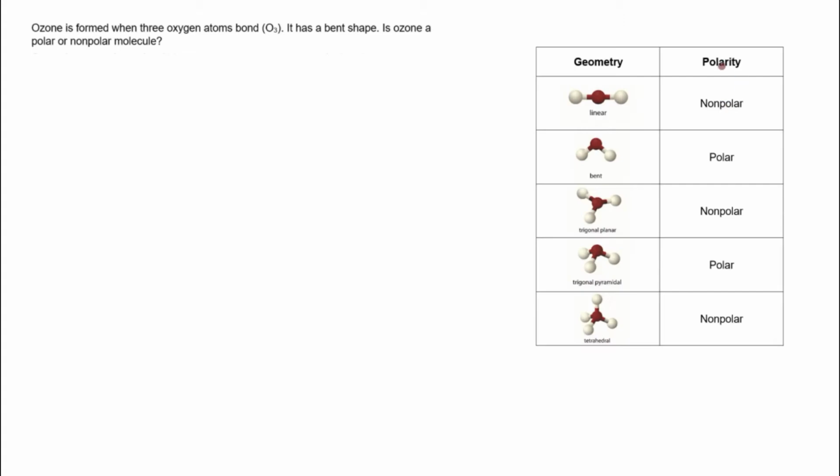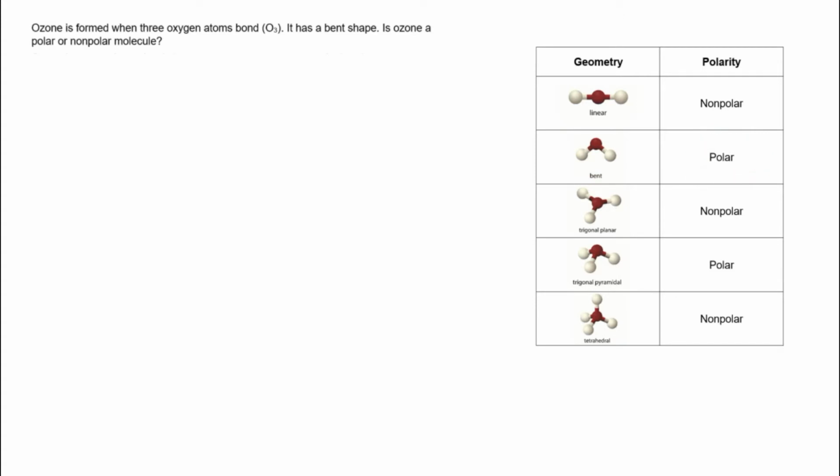Let's get started. Let's use geometry to determine if a molecule is polar or nonpolar. So here is my table summarizing geometries and polarity. Ozone is formed when 3 oxygen atoms bond. It has a bent shape. Is ozone polar or nonpolar? This is a little bit of a trick question. So if we go to our shapes, here is bent, and we can see that it is polar.